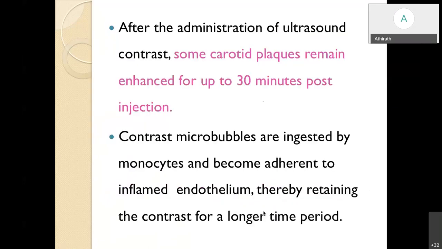Some carotid plaques, even after administration of ultrasound contrast, will remain enhanced for up to 30 minutes post-injection. Now, is this a good sign or a bad sign? This is definitely a bad sign, because this indicates that there is a high amount of neovascularization within the plaque. But why does this occur? Any vulnerable plaque will have a high amount of inflammatory activity and inflammatory cells like monocytes or macrophages.